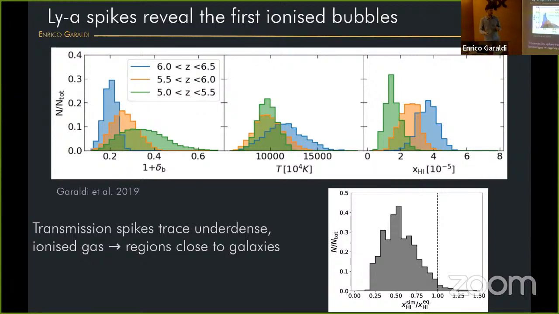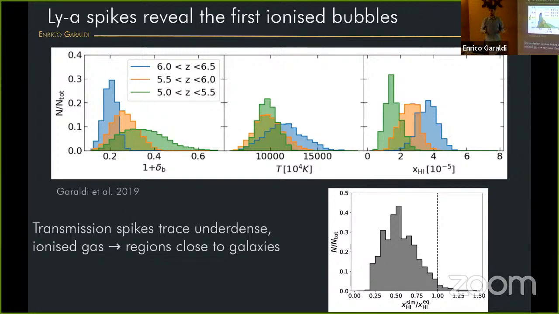That's not so surprising. To be sure, what you can do is compute the ratio between the ionization state of the gas in these regions of the universe and what you would expect, let's say the average ionization state of the IGM, and you find that these peaks are overly ionized. We can interpret that as being closer to the sources of ionization. They are more ionized than the average IGM.